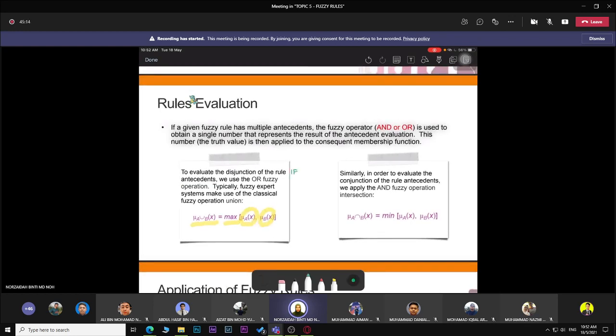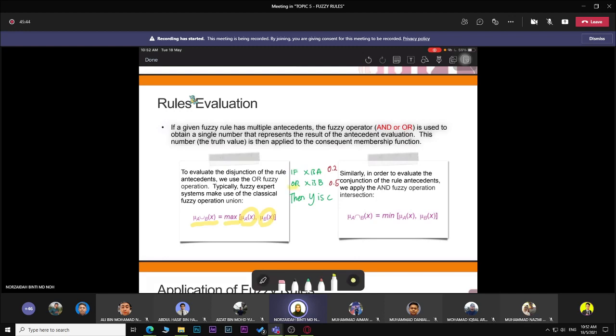If X is A or X is B, then say Y that you want to find is C. For example, say the degree of membership for X is A is 0.2, and X is B is 0.5.